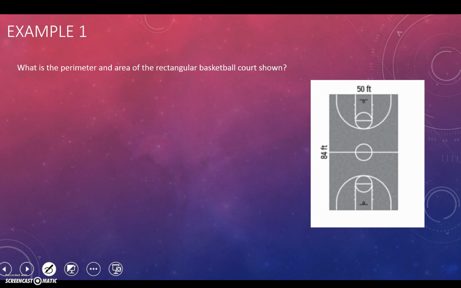So now that we pretty much have a good understanding of what those formulas are, let's go ahead and do a couple of examples with them. So the first one here we have is a basketball court. We want to find the perimeter and the area. So let's take a look.